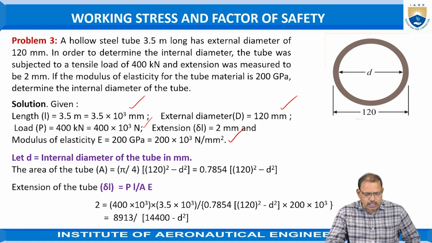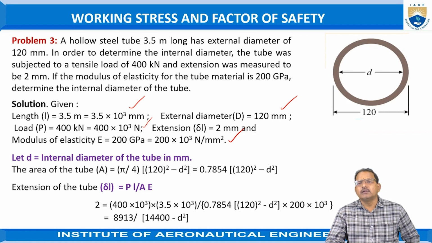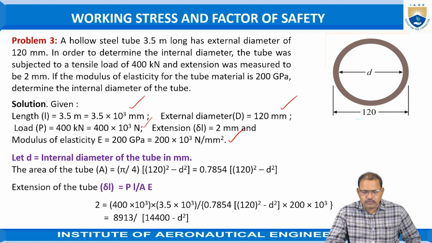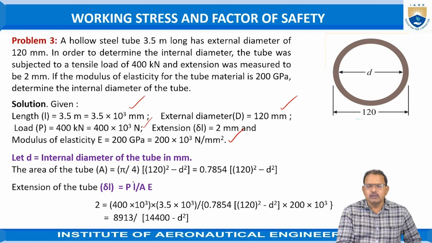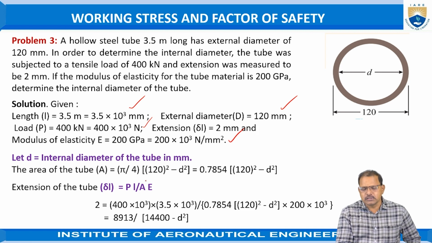Here we have to determine the internal diameter of the tube. Let small d represent the internal diameter of the tube in millimeters. The area of the tube is A equal to pi by 4 into capital D square minus small d square, where capital D is representing the external diameter of the tube, which is 120 mm as given. So pi by 4 into 120 whole square minus d square, which is equal to 0.7854 into 120 square minus d square now.